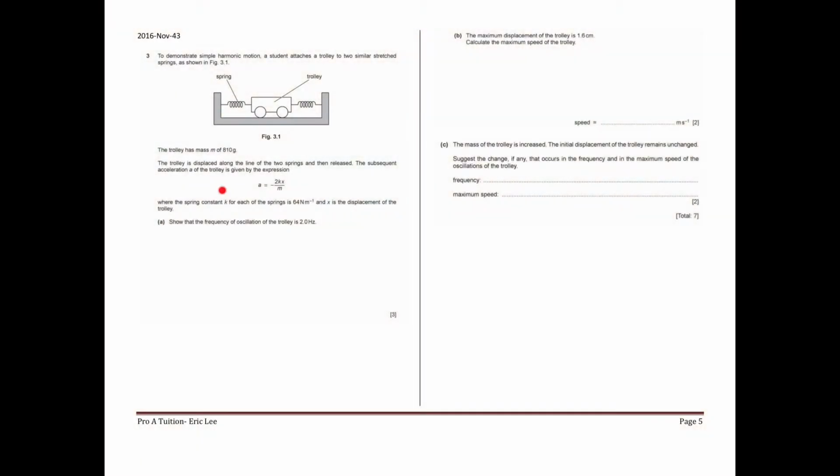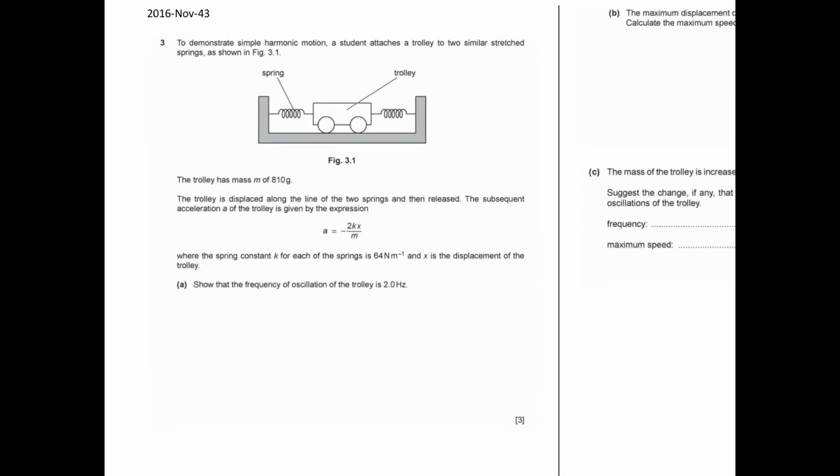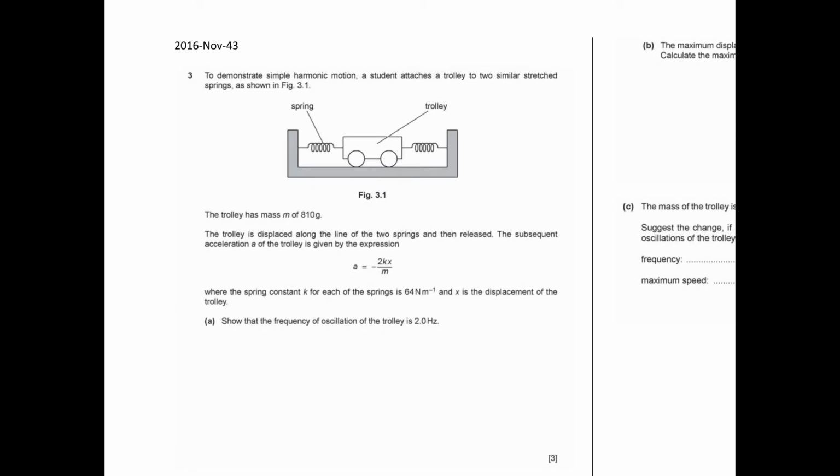Okay, so let's go through these questions. Question 3, to demonstrate simple harmonic motion. Remember, simple harmonic motion is the mass that oscillates. So this is the mass of the trolley itself. It oscillates between the two springs over here.